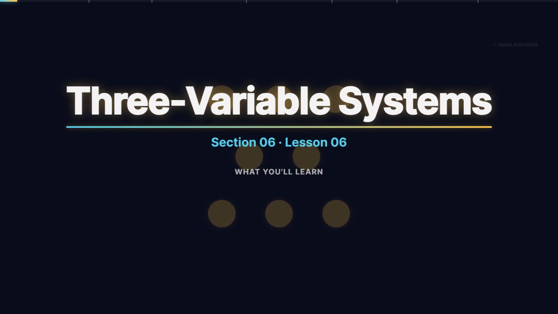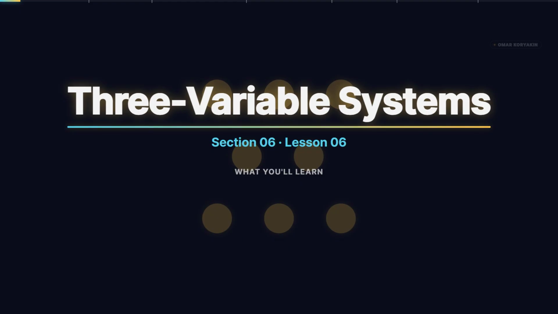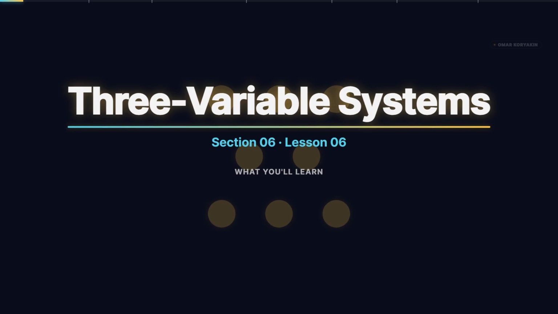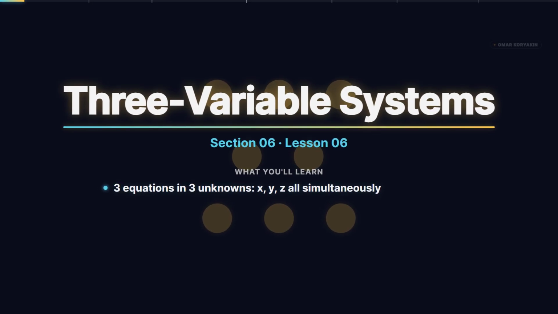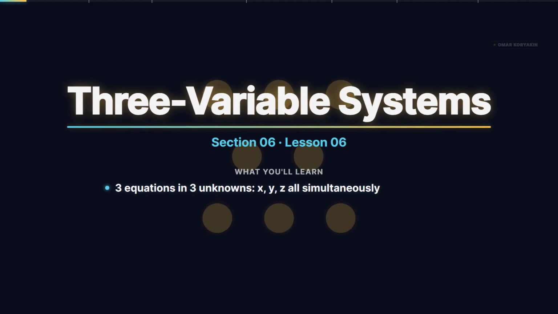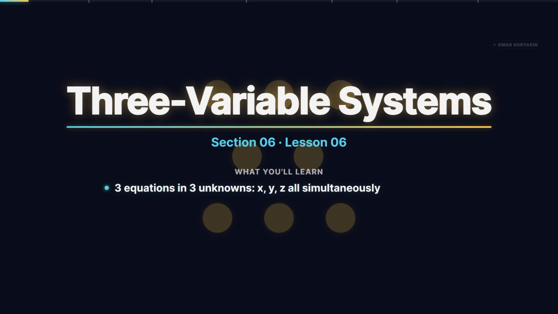The algebraic strategy is straightforward. Use elimination twice to reduce the 3-variable system to a 2-variable system. Solve that smaller system using the methods from the previous lessons and back substitute to find the 3rd variable. Today we lock in the 4-step procedure and walk through one clean example illustrating the workflow.